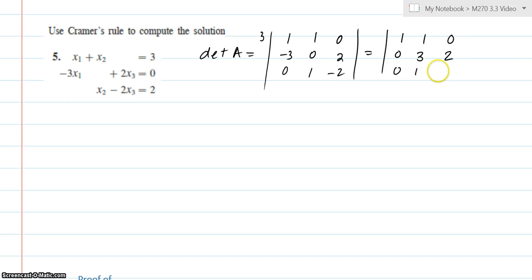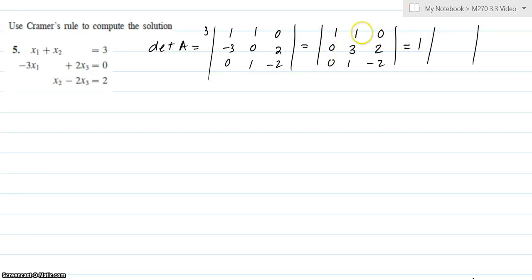Leave the second one alone. And I'm going to go ahead and use that first column to get 1 times the remaining. If I cross out the first column and first row, I end up with 3, 2, 1, negative 2. And I'm just going to say the determinant of A is therefore negative 6 minus a 2, negative 8.